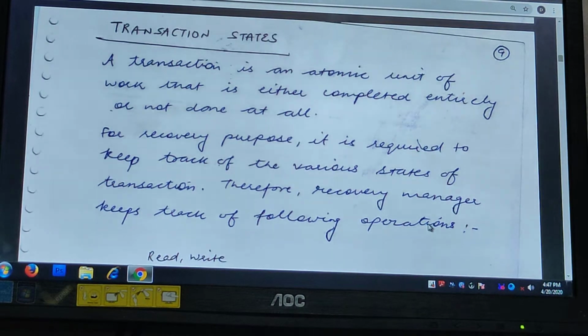Hello students, in this video lecture we will be studying the various states a transaction goes through from its beginning until it is terminated. As we have just studied, a transaction is an atomic unit of work that is either completed entirely or not done at all. We have to make sure the transaction is done successfully or not at all, otherwise it can lead to our database being in an inconsistent state.